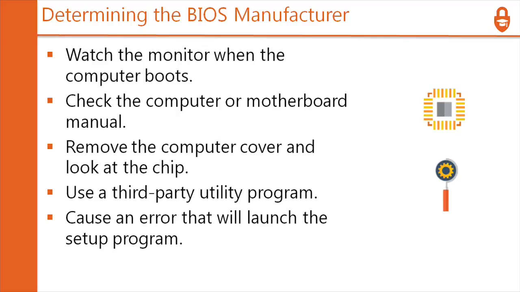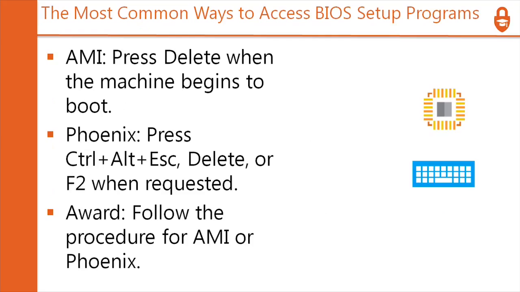And use a third-party utility program. So you can use a third-party program that'll go and tell you what the BIOS is on the computer if you need that. And then cause an error that will launch the setup program. So that's one way to get it to identify itself. So we have the AMI and Amiga, as we talked about before.